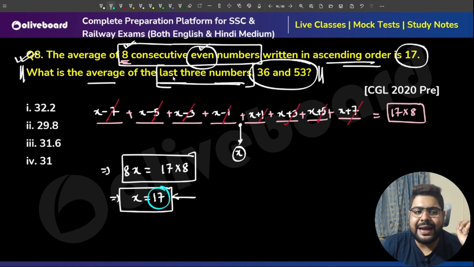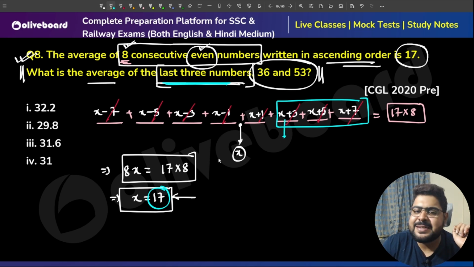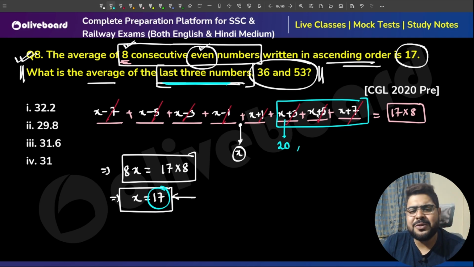Now what do I need? I need the last three numbers, meaning these three: x plus 3, x plus 5, x plus 7. So x plus 3, 17 plus 3, is 20. Now once you get one number, you don't need to put in values, because the next two are even numbers.